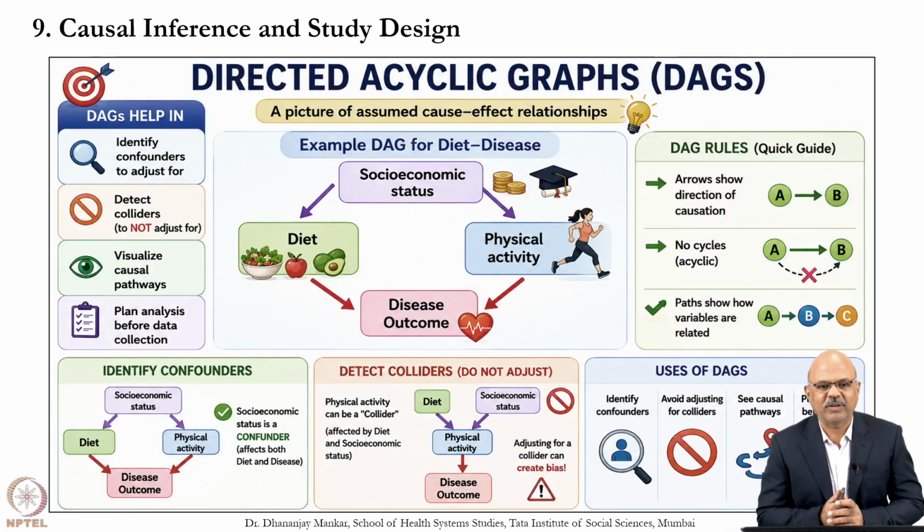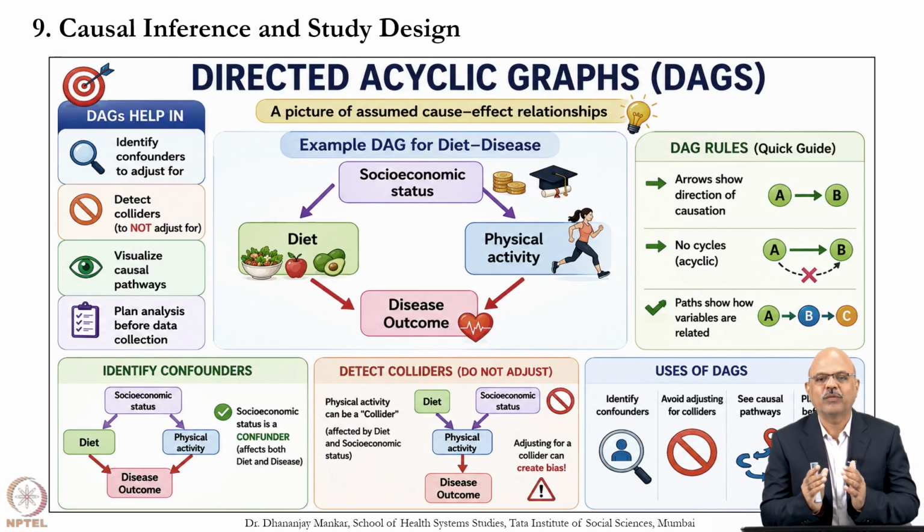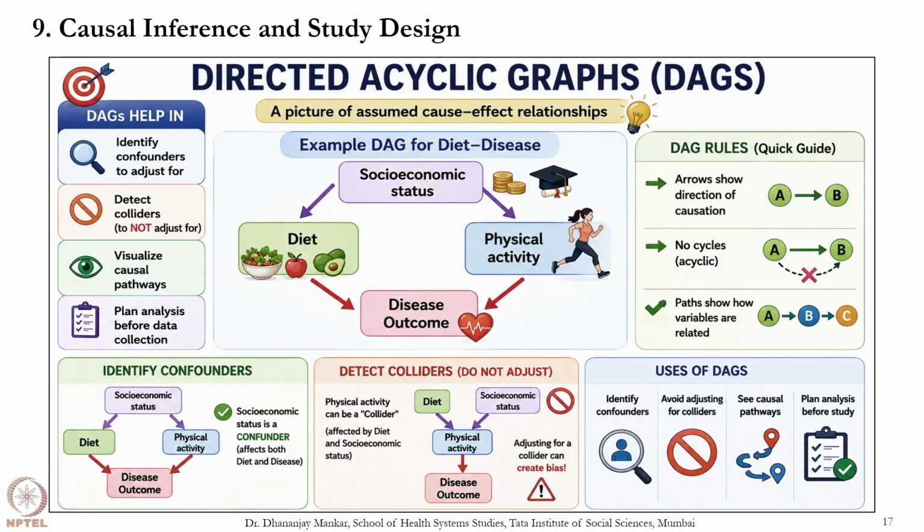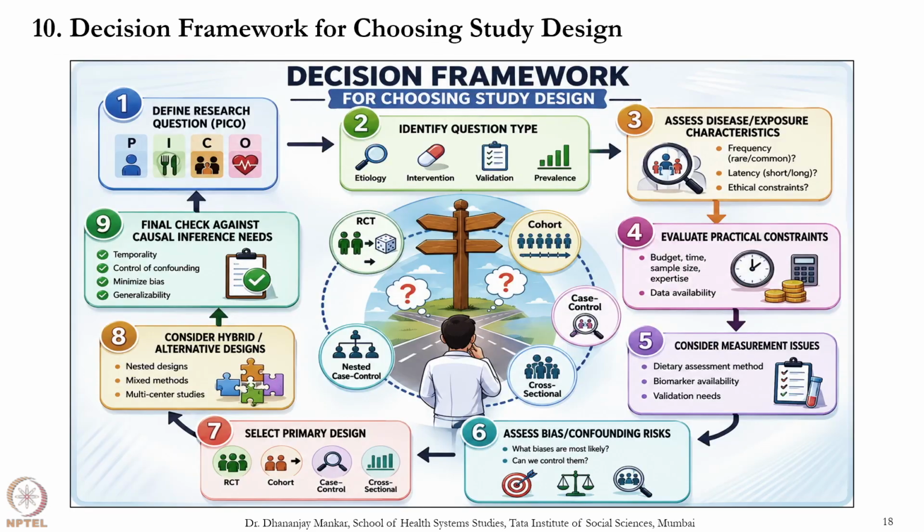Directed acyclic graphs, that is DAGs, that we have taken examples of in the previous discussions, show how DAGs help you. They help you identify the confounders, detect the colliders, visualize the causal effects pathway, and plan analysis before data collection. There are rules that you can take as a quick guide for DAG rules, and you can use the DAGs to identify the confounders, adjust for the colliders, see the causal pathway and plan analysis actually.